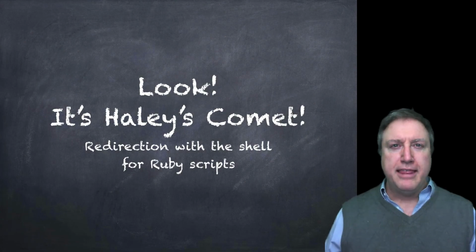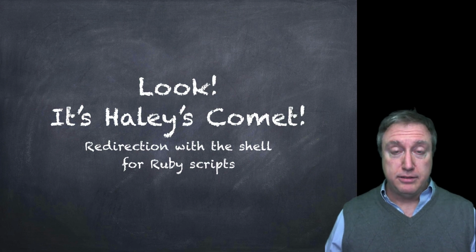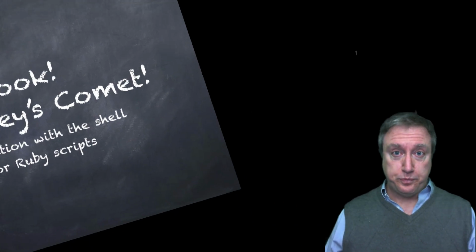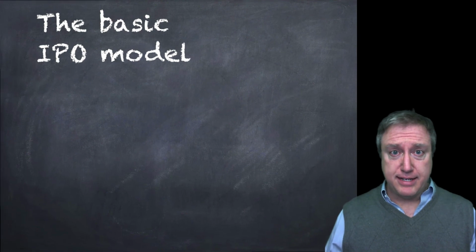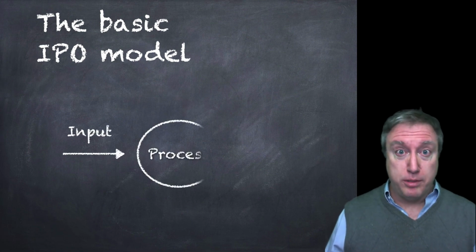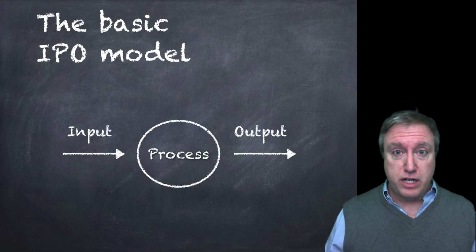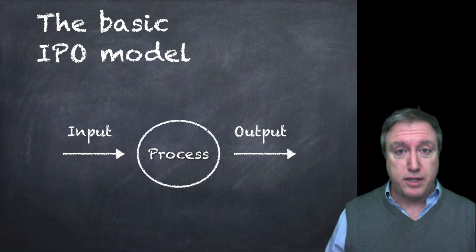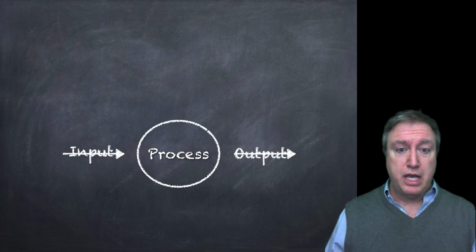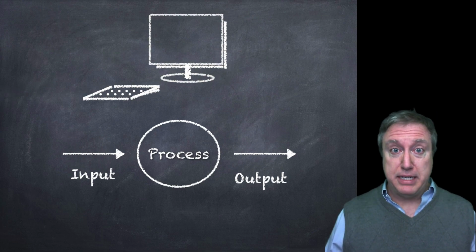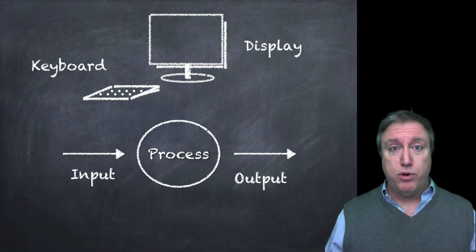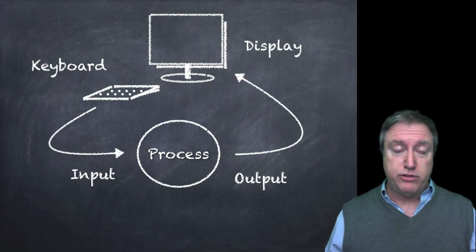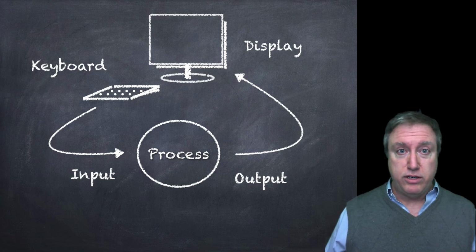Okay, this is a short screencast about redirection in the shell for Ruby scripts. We're going to use the basic input, process, output model. This is just for shell scripts written in Ruby that want to take data from one place, process it, and output it someplace else. Now the most common way that this happens is we get our data from the keyboard and we output it to the display. And you've done this already in your classwork.